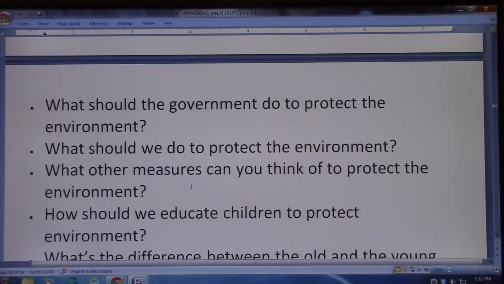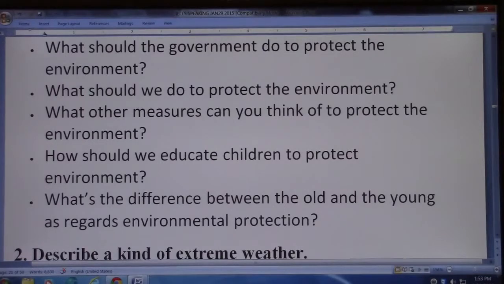What should we do to protect the environment? How should we educate our children to protect the environment?